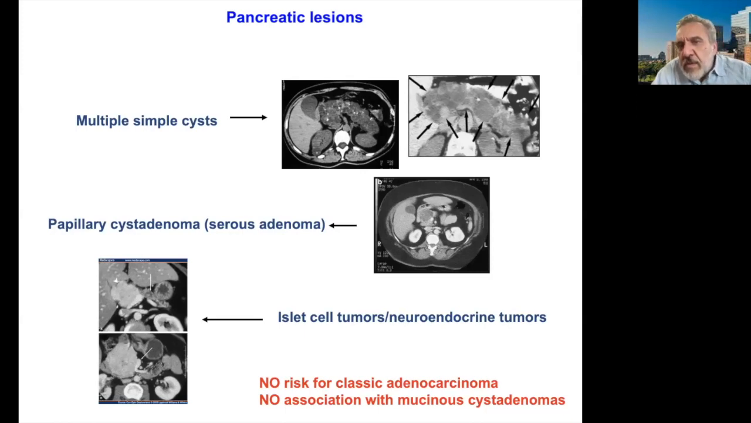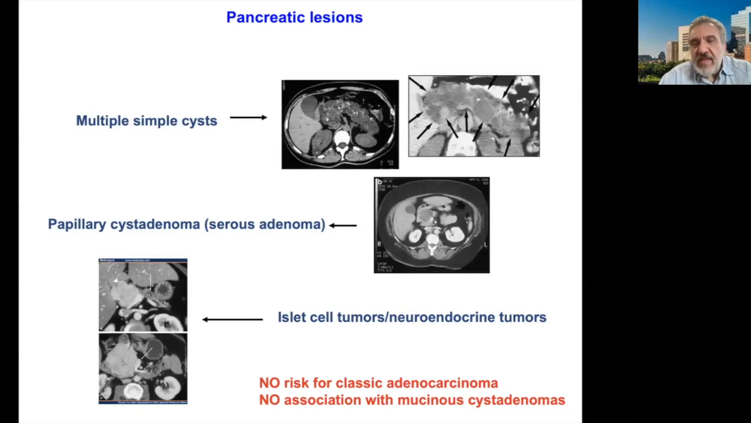The pancreas of a VHL patient may have many cysts, or may have many serous cystadenomas. I'm sorry, this is wrong in the presentation. I apologize for this. It is not papillary cystadenoma. This is serous cystadenoma. The VHL patients do not have papillary cystadenomas. They have serous cystadenomas, or they have islet cell tumors.